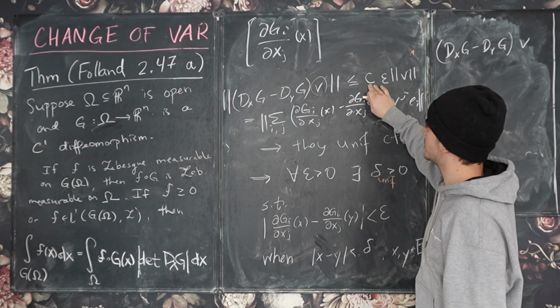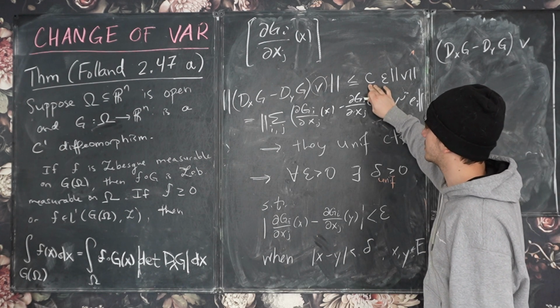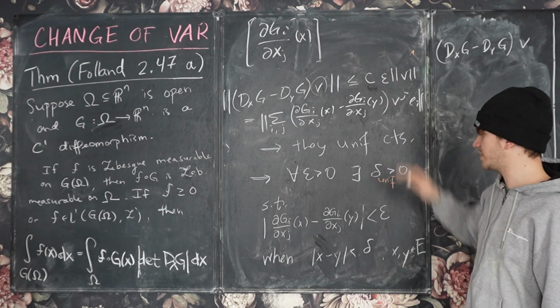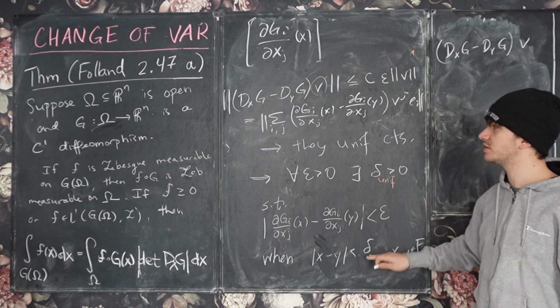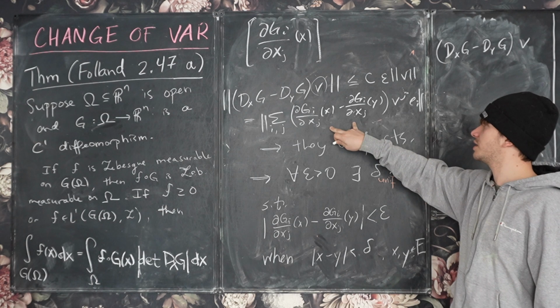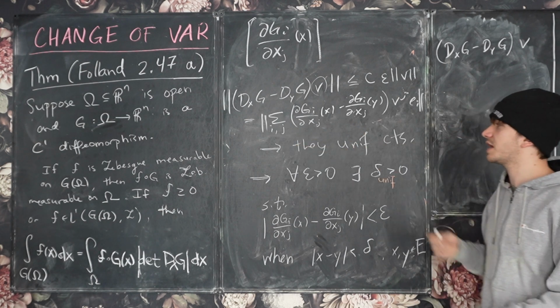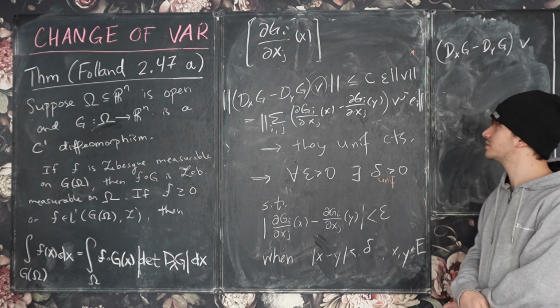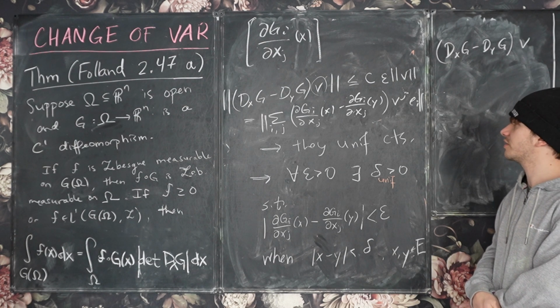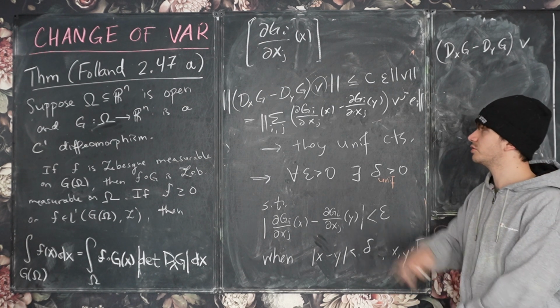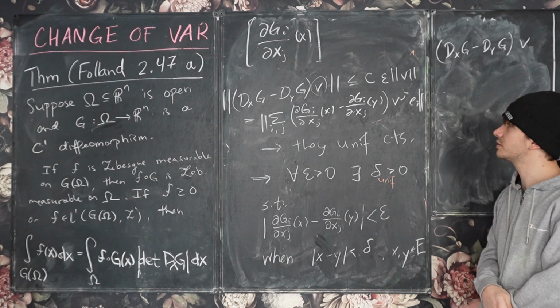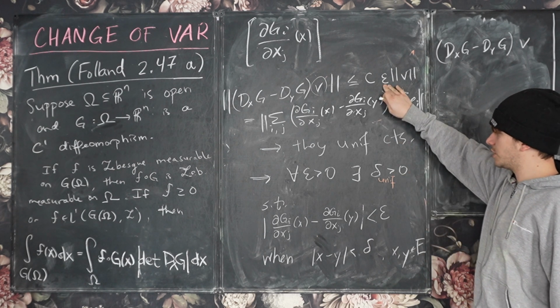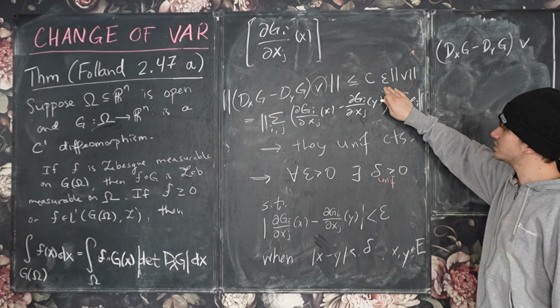This constant is completely independent of my choice of delta too. This constant only depends on the size of Rn. Honestly, I don't even think it depends on a uniform bound on the partial derivatives. Okay, so we have this bound.